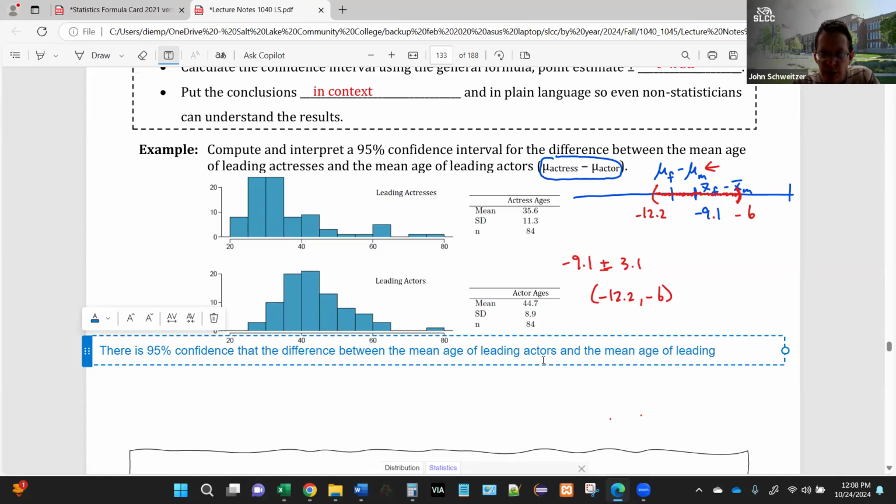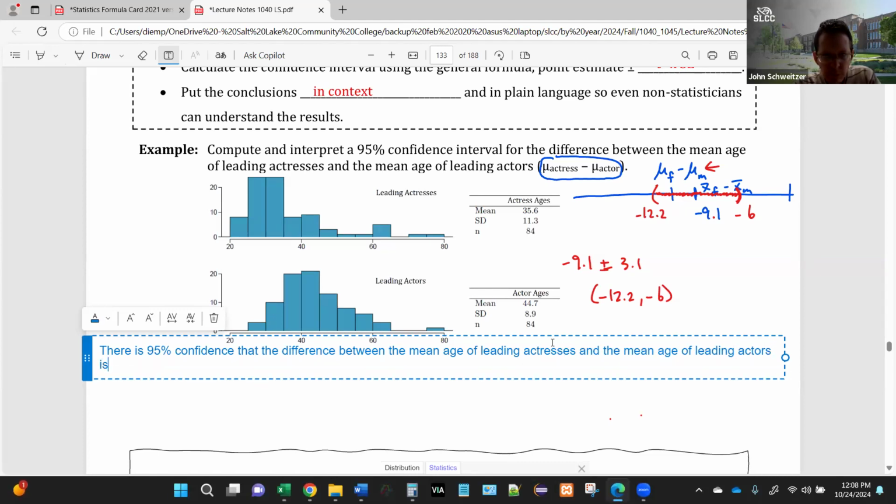leading actresses and the mean age of leading actors is captured by the interval from negative 12.2 years to negative 6 years. If you say that, perfect, 100%, that's fine.